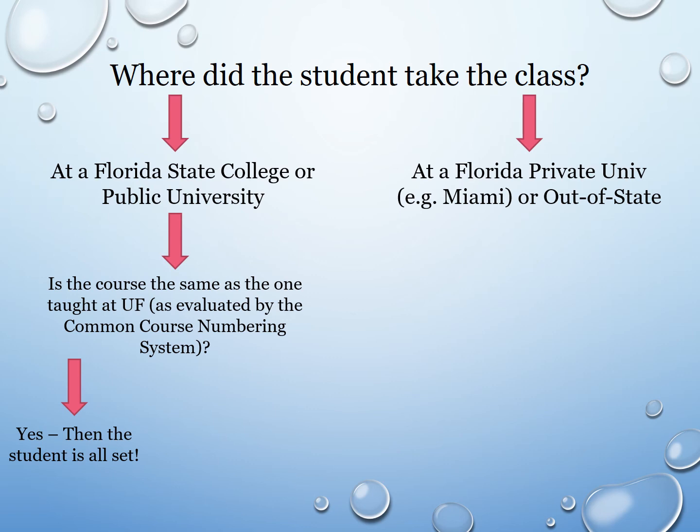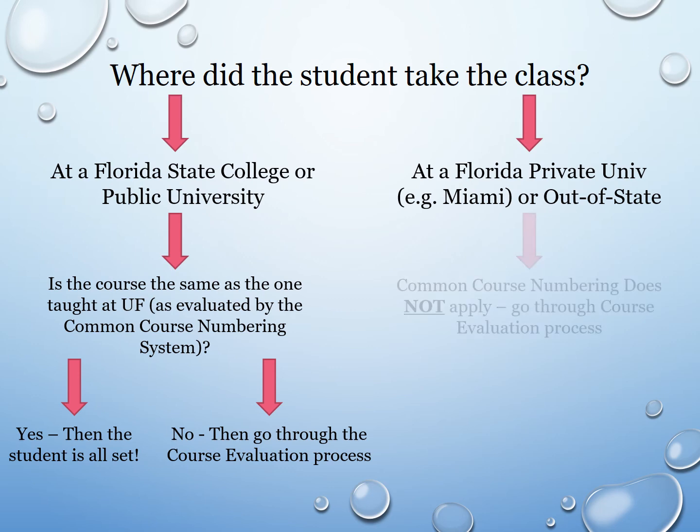We're good to go. If the answer is no, then we're going to go through the course evaluation process. Now, let's say the student's answer to that very first question is, I took this class at Duke University, or I took it at the University of Wisconsin, the best school out there, just saying. If they did, then the Common Course Numbering does not apply. It doesn't have anything to do with this. Again, the Common Course Numbering is only applicable to the left side of these options. So Common Course Numbering goes out the window.